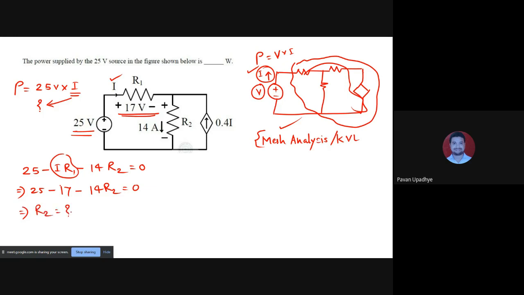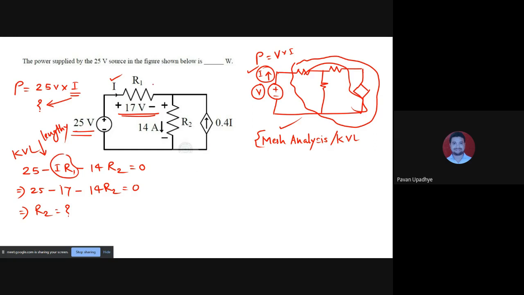Now, once we know the value of R2, we can go ahead in finding out the value of R1. But this is taking unnecessarily too much time, is what I wanted to tell you. Why? If you look at the circuit carefully, though we were applying KVL and we may get the answer, this is a lengthy process as far as the given numerical is concerned.